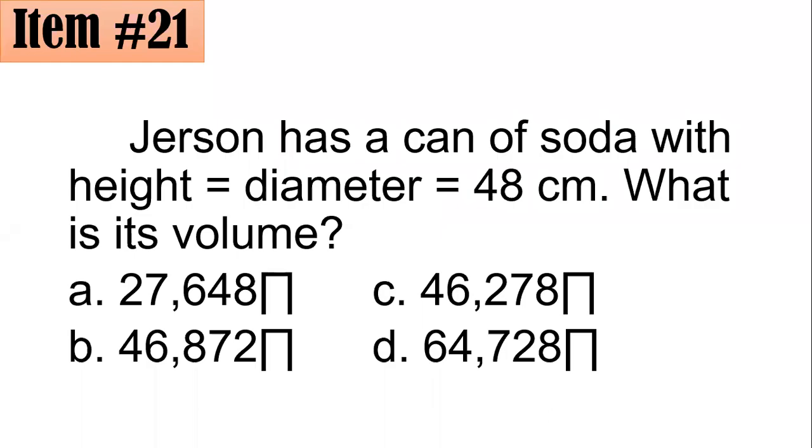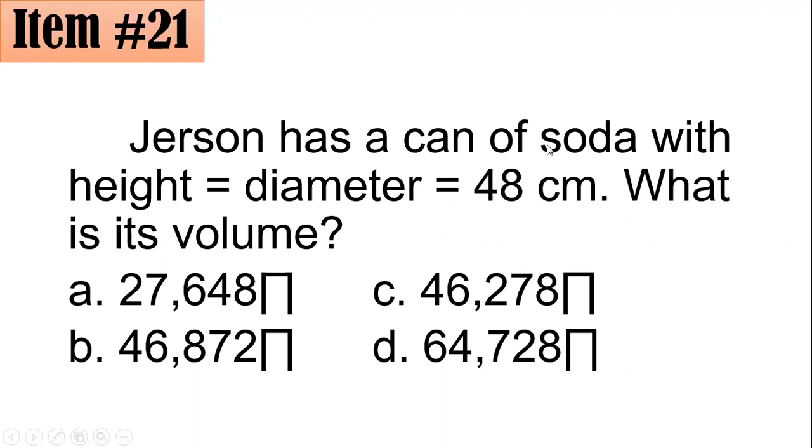All right, let's move on to item number 21. Gerson has a can of soda with height equal to its diameter, which is 48 cm. What is its volume? Is it A, B, C, or D? And I hope we could still recall the formula for the volume of a cylinder.